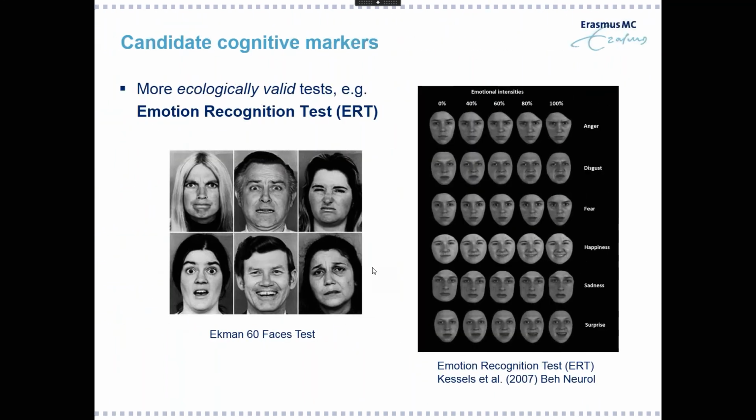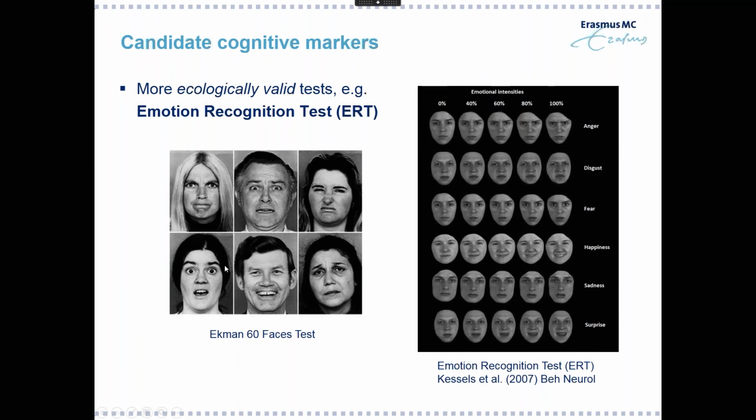In the last part of my presentation, I would like to discuss a couple of markers that are, in my opinion, good candidates for future trials. First, the use of more ecologically valid tests. That means tests that resemble the real world as much as possible.